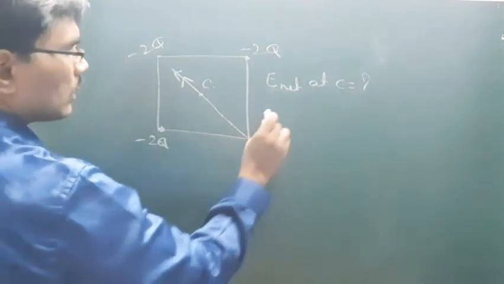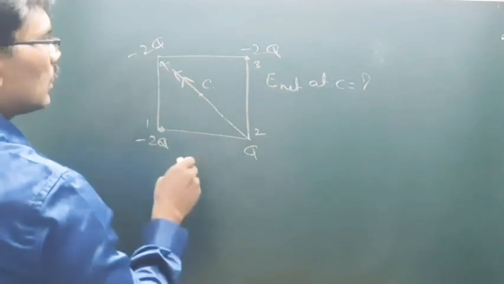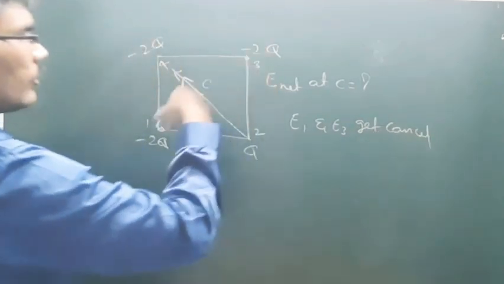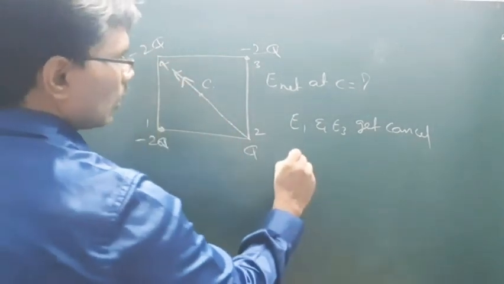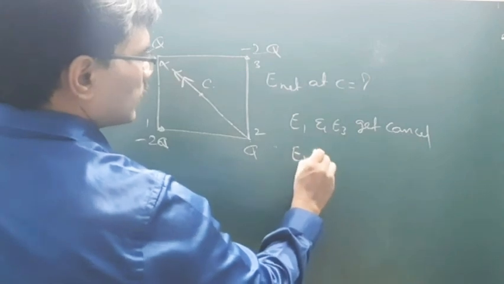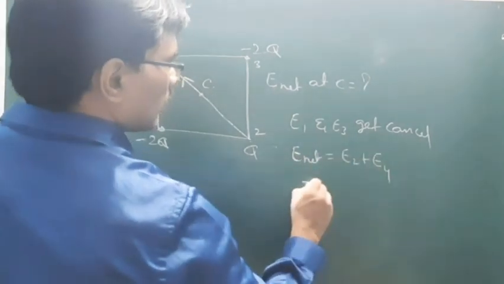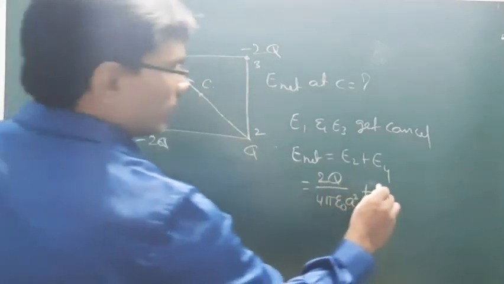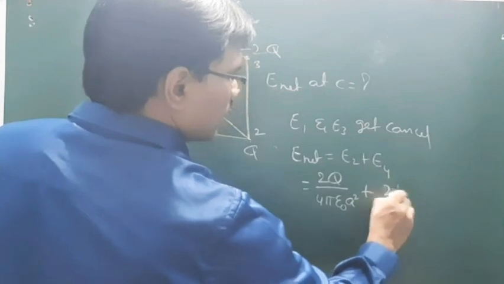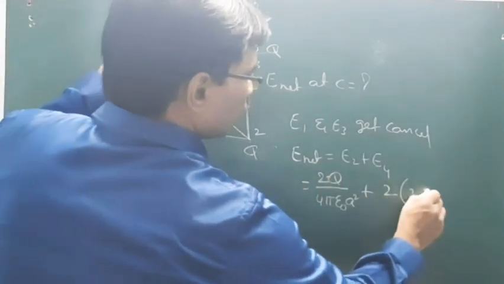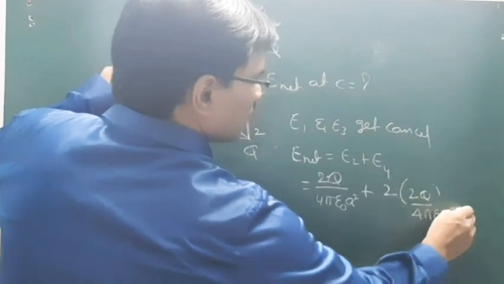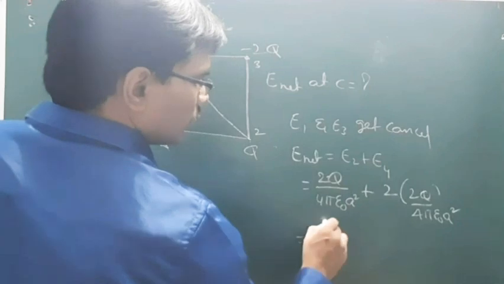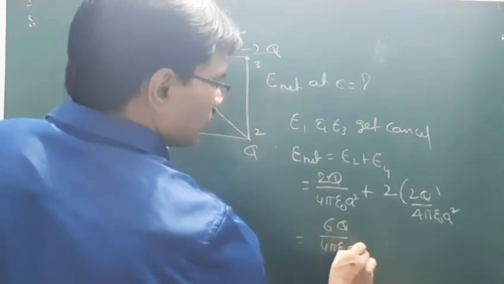Let it be 1, 2, 3, 4. Again E1 and E3 get cancelled. Always, if diagonal charges are identical, then their fields get cancelled. So E net at point C is equal to E2 plus E4. The field due to one charge is given by Q by 4 pi epsilon naught A square, and here 2Q is there, therefore 2Q by 4 pi epsilon naught A square. So now what is the value? 2 into 2 is 4Q, 4Q plus 2Q is 6Q divided by 4 pi epsilon naught A square.